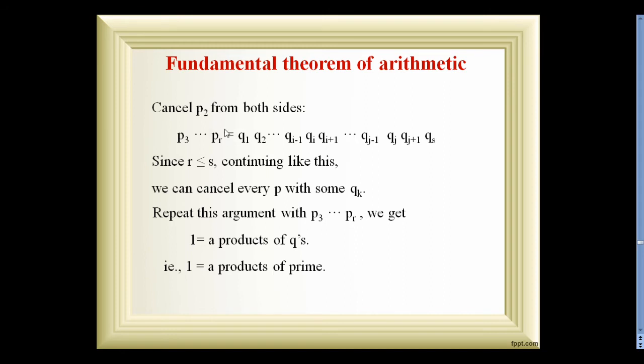So finally, repeating this argument for p3 and so on up to pr, all the product of prime elements on this side will cancel, and we get 1 equal to a product of q values, some q values remaining on this side. So 1 equals a product of primes. But this is a contradiction, because 1 is not a product of primes. First of all, 1 is not a prime. So this is a contradiction because we have taken r less than or equal to s.